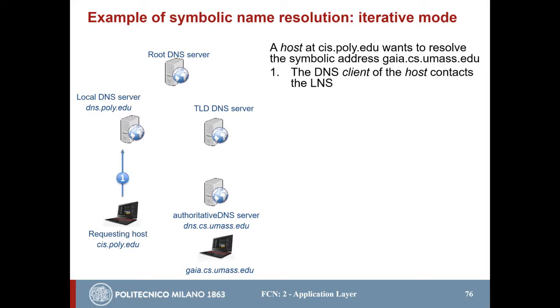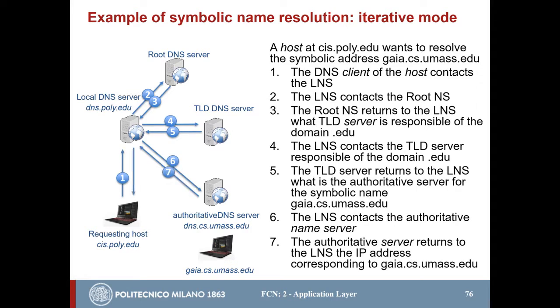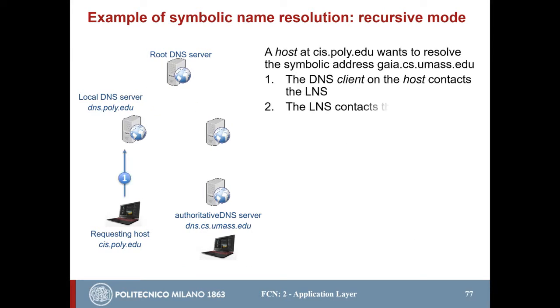And then we also saw yesterday the two modes to query the distributed database. In the iterative mode, the local name server that receives the request from the host starts by forwarding the request to the root DNS server, and the root DNS server answers back to the local DNS server directly with information regarding the name of the suitable top-level domain DNS server. Then it's the local DNS server again who queries the top-level domain DNS server. It replies with the name of the authoritative DNS server, and then again the local DNS server queries the authoritative DNS server.